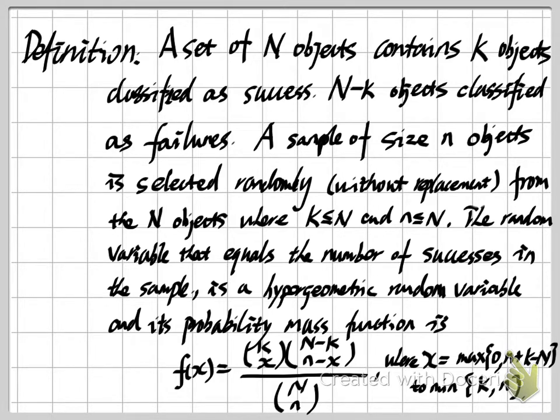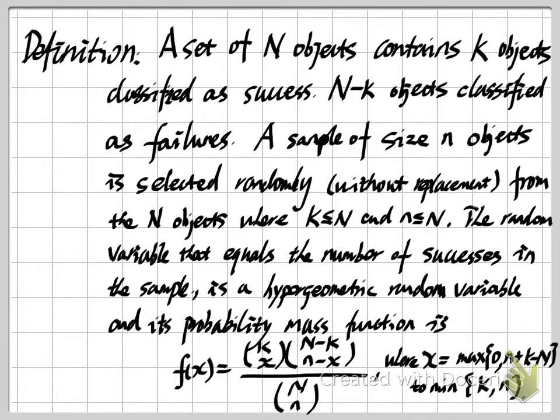And then what's the denominator of this one? The denominator is also a combination. This means we just randomly select small n items from the capital N objects. So what we know from this is that this is just how we can compute the probability of selecting a sample of small n objects with x of them being successes. This is just the way we can compute this probability.